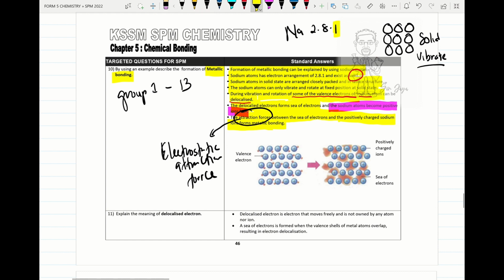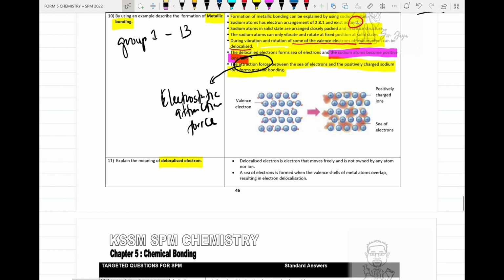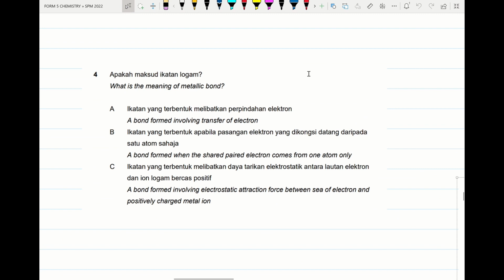All right, so if in the exam they ask what is meant by delocalized electron, the delocalized electron means the electron that moves freely and is not owned by any atom or ion. All right, so the sea of electrons forms when the valence shells of metal atoms overlap, resulting in electron delocalization. So to answer this question before we move on to the next part, what is meant by metallic bonding?